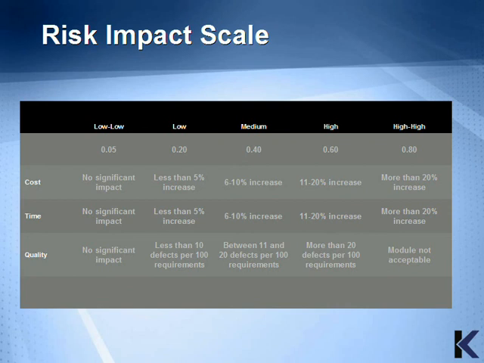If the project manager feels that the impact to the project in cost is between 6 and 10%, then it's assigned a medium value of 0.40. Anything higher than 10% and up to 20% is a 0.6 value, and a high value would be 0.8, meaning that there's more than a 20% increase in cost of the project if a risk occurs.